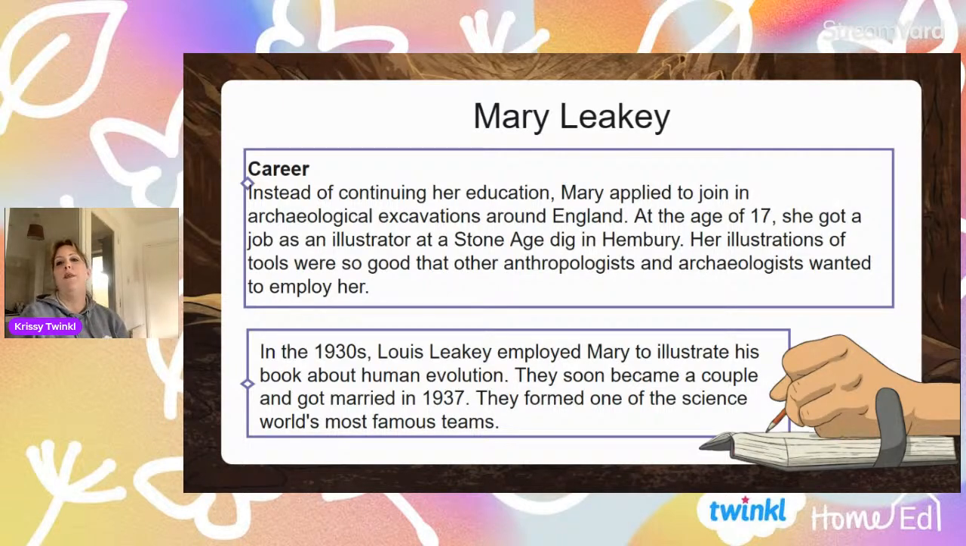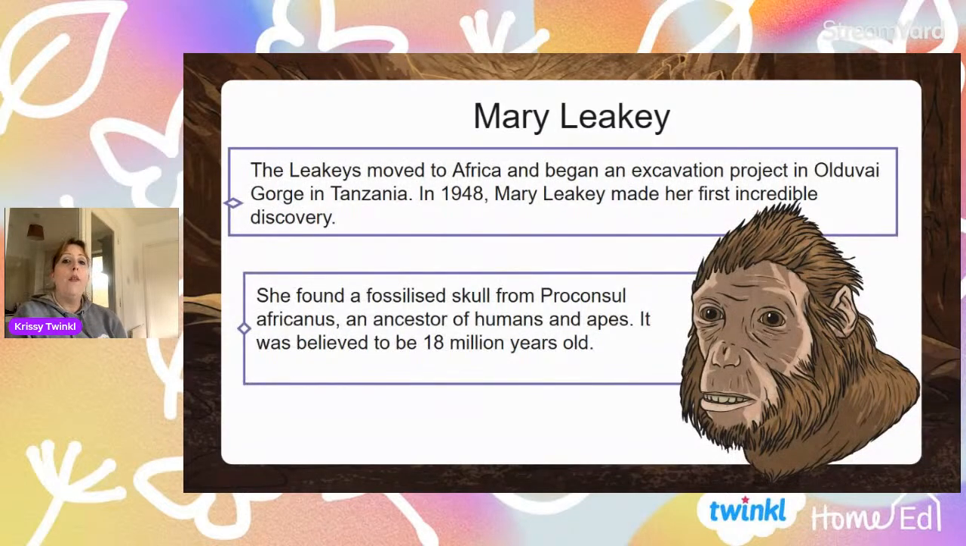They fall in love and they get married, and they form what is now known really as one of science's most famous teams, because what they do is they move to Africa and they move to Tanzania and they start to excavate particular areas and they start to make some incredible discoveries. And what makes Mary Leakey so significant is the improvements that she did for developing the theories of human evolution.